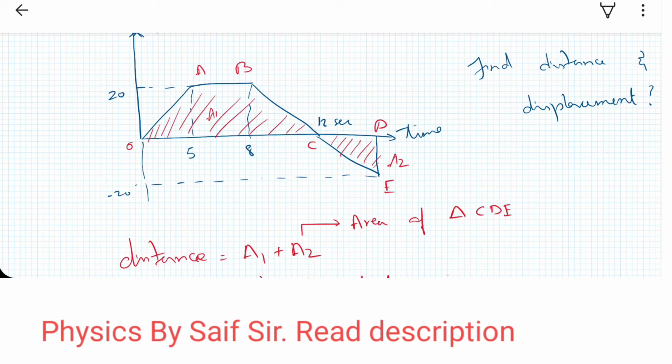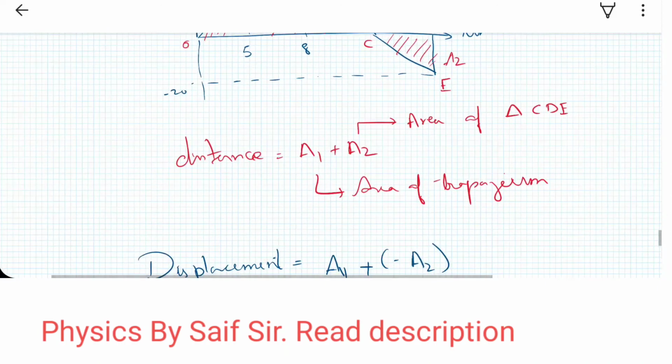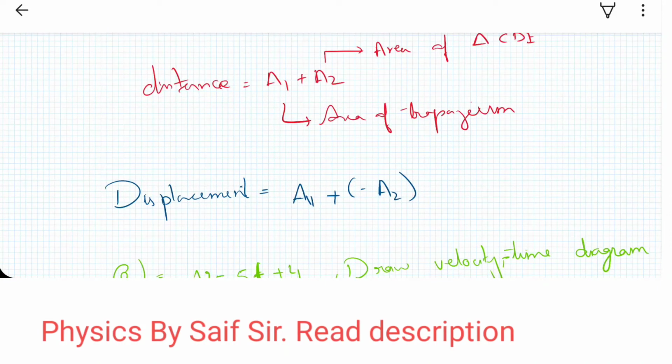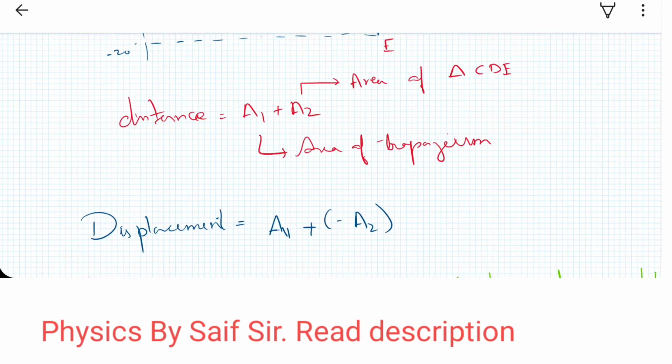Now, as one shape is above the x-axis and the other is below the x-axis, in displacement we have to subtract the area. So in displacement we will do A1 minus bracket minus A2 bracket close. Whatever area you get for the trapezium, you have to subtract the triangle area from that, and you will get the displacement value. So this is how you can solve distance and displacement.